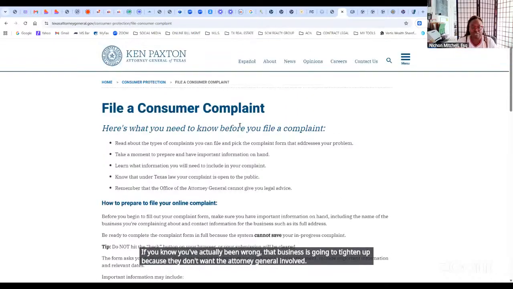A lot of people don't know they can file an attorney general complaint and get some help from the attorney general's office. They're going to help mediate it. They're going to help bring the two sides to a conclusion. They're going to help get it fixed.